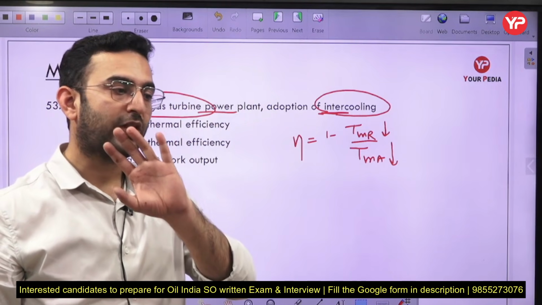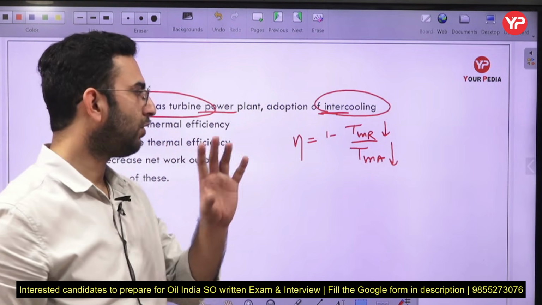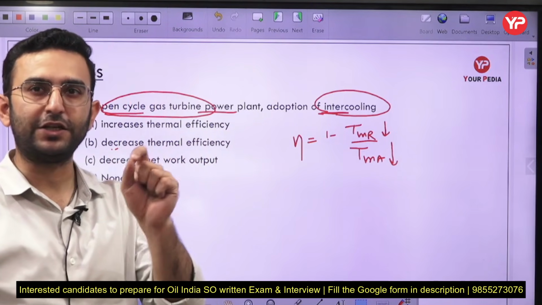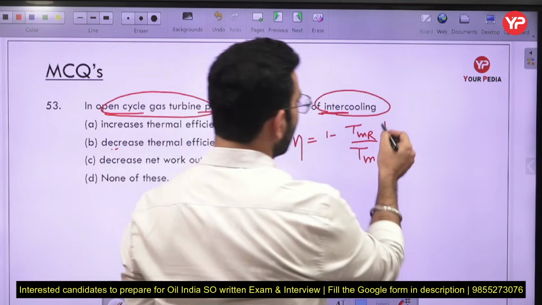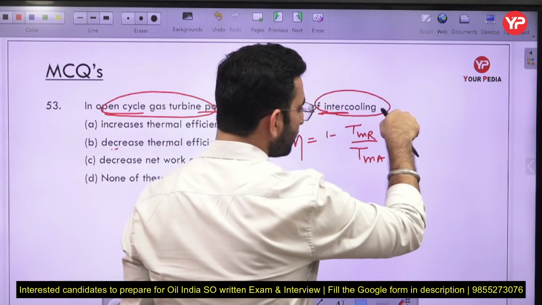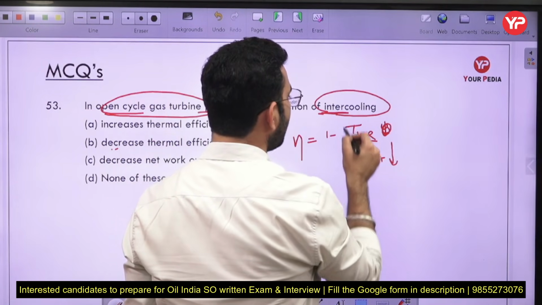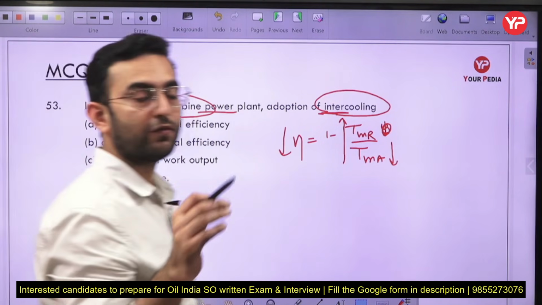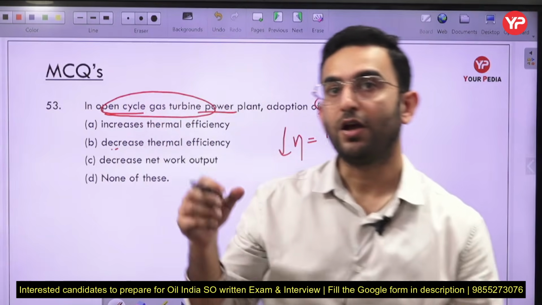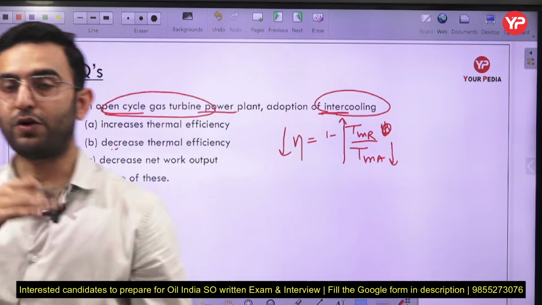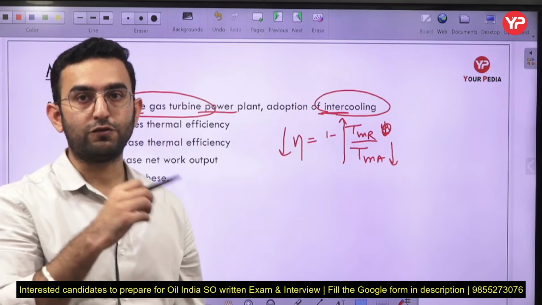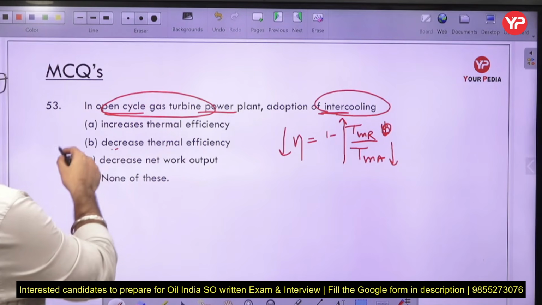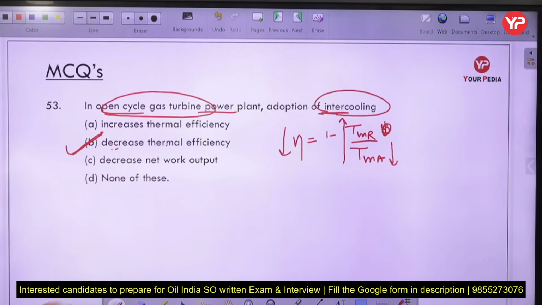In actual conditions, most of the time, the mean temperature of heat rejection is almost the same here. There is not a significant change in the mean temperature of heat rejection. So if I neglect that change and consider that the mean temperature of heat addition is decreasing, the corresponding negative term will increase and the efficiency will reduce here. That is why whenever we carry out intercooling or reheating, we cannot carry it out individually here. We have to club the intercooling and the reheating with the regeneration part also. So in this case, option number B will be the correct answer.